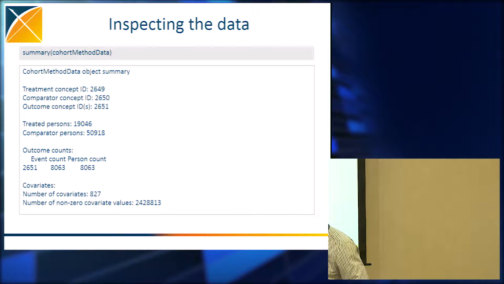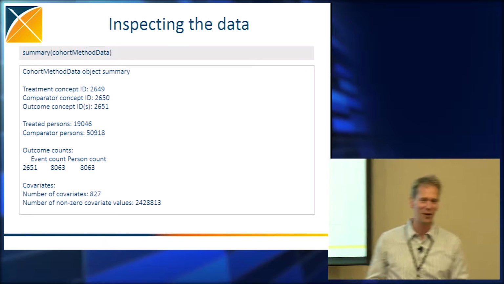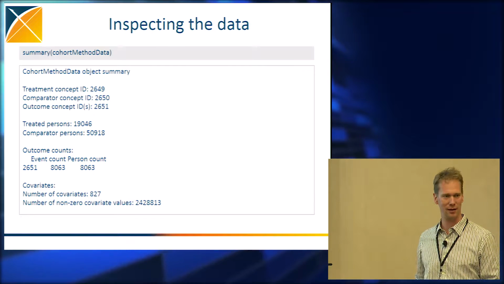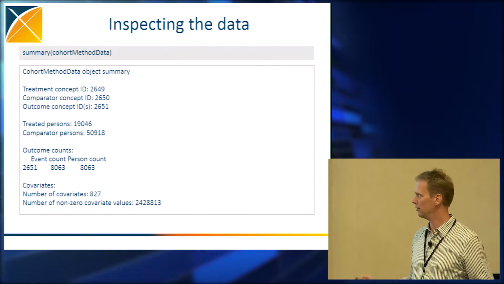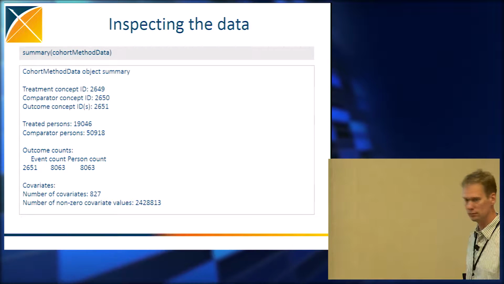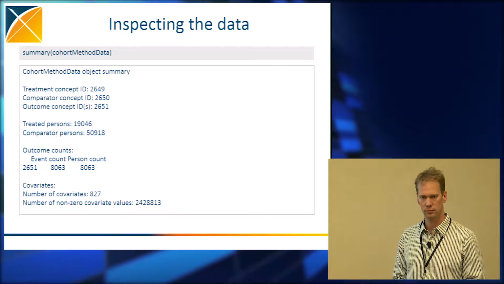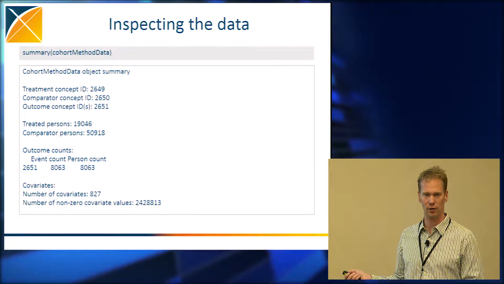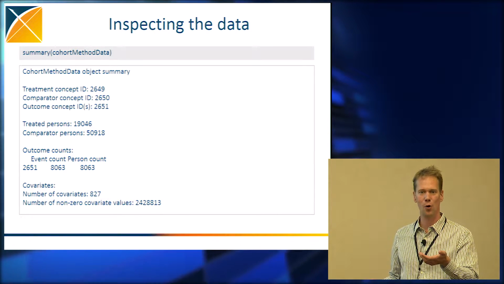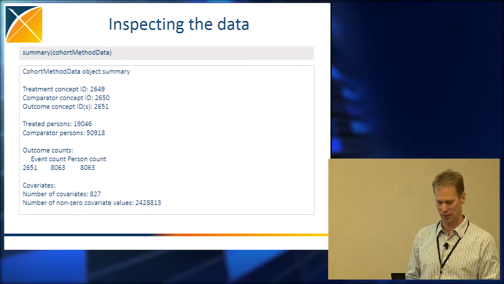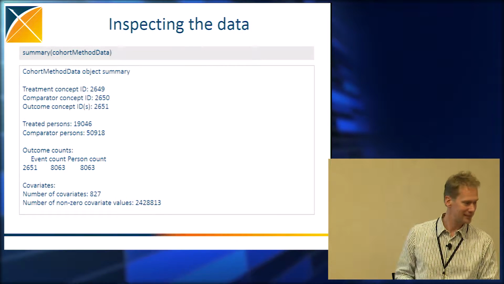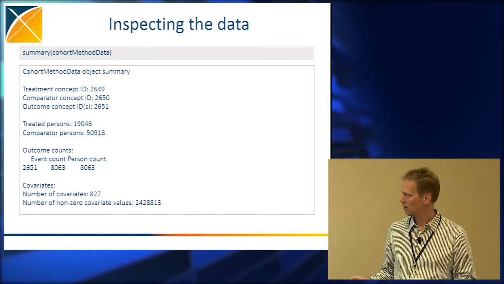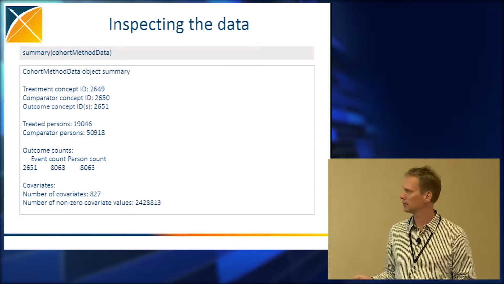And there were 2.4 million non-zero values for those 827 covariates across the T's and the C's. When you say treatment concept ID and person IDs, is that what this means? These are the Atlas IDs, or in CDM speak, the cohort definition ID field in the cohort table. So the number of treated persons are individual, unique persons? Yes, that's the number of individual persons.